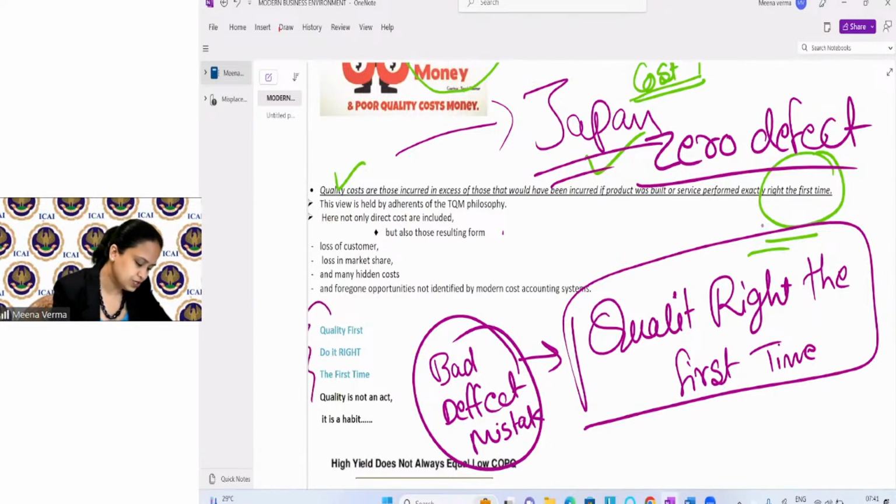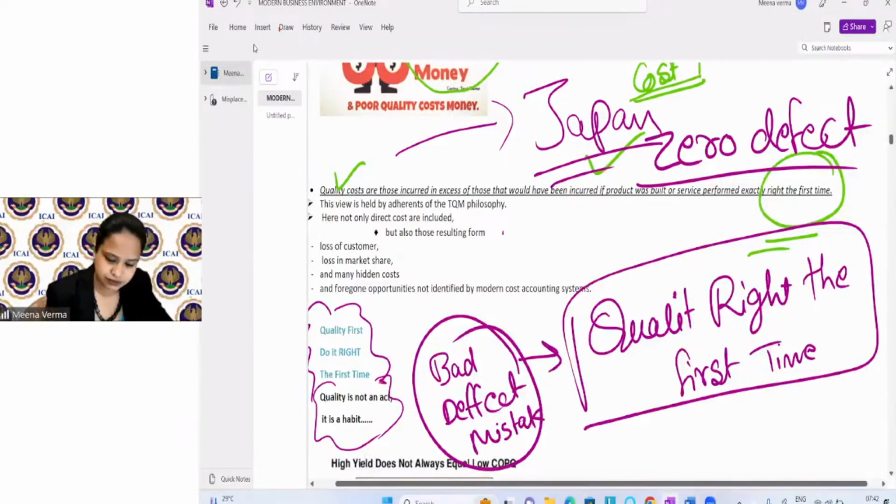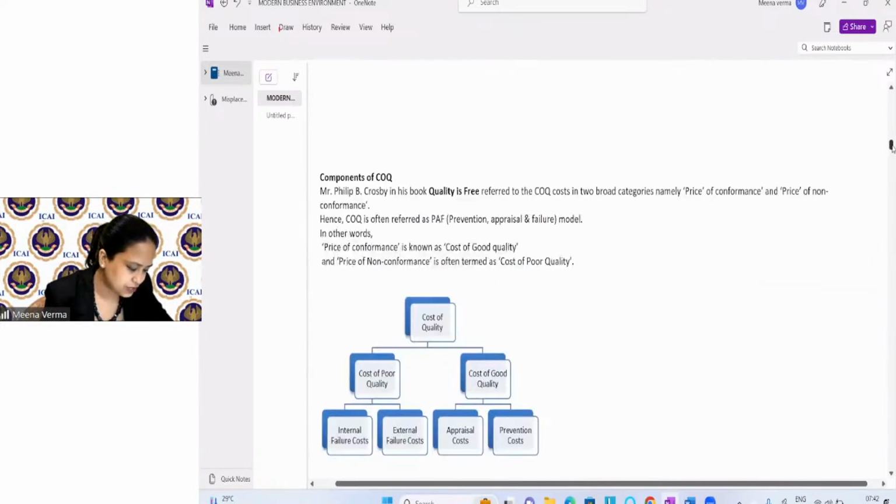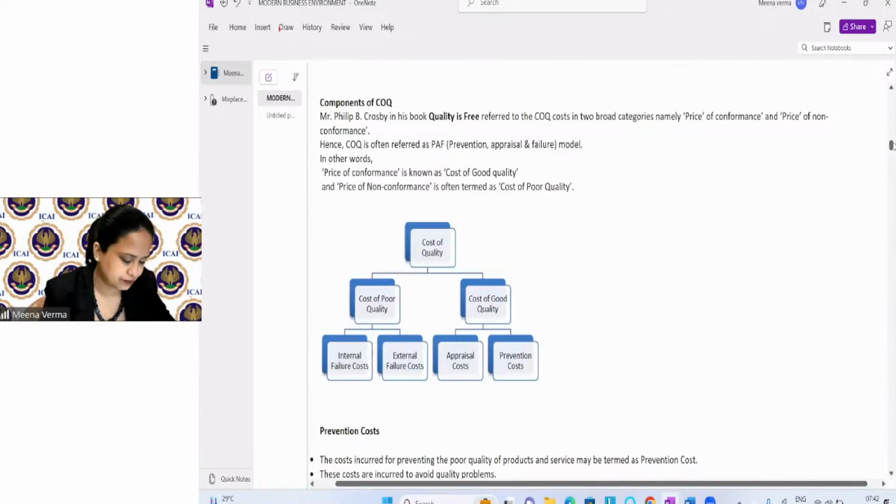So quality first, do it right the first time. Quality is not an act, it's a habit, right? So this is what is written here. All right, let's see the next one. So these are the three philosophies we have studied about the quality.